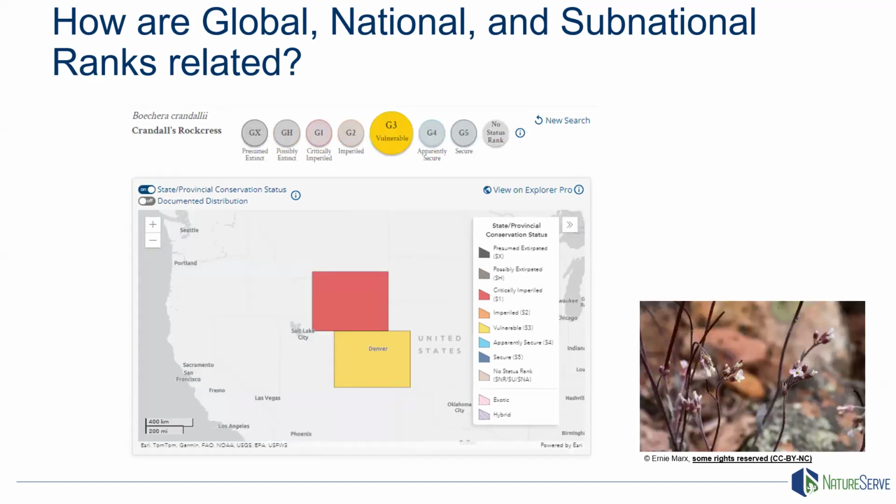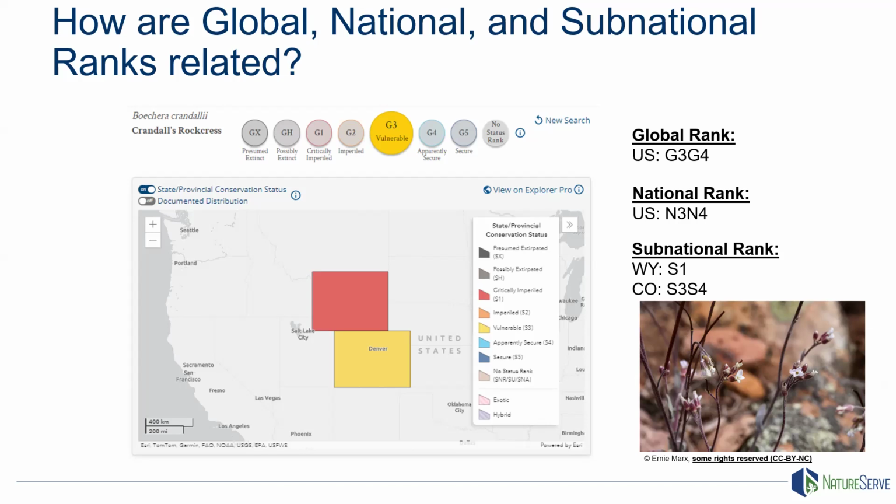Let's look at a species that occurs in more than one state. In this example, the subnational ranks are S1, or critically imperiled, in Wyoming, and S3, S4 in Colorado. So the national rank is N3, N4, and the global rank is G3, G4. Aside from state endemics, the global rank summarizes the conservation status across a larger geographic area than the subnation. The global rank is equal to or has a lower extinction risk than the subnational ranks. The same applies to national ranks when it summarizes multiple subnational ranks.